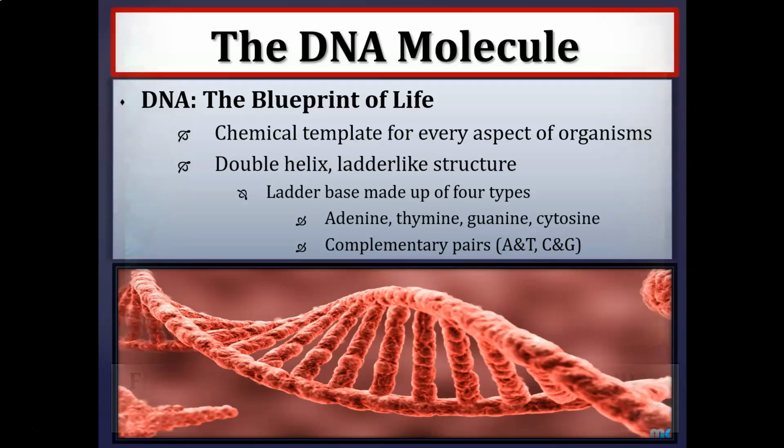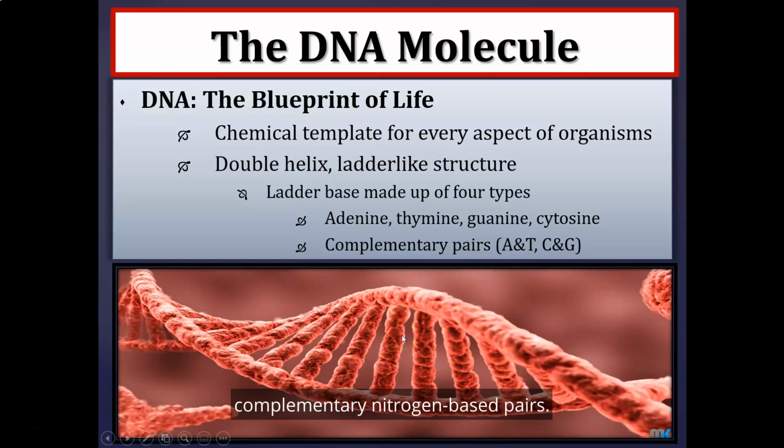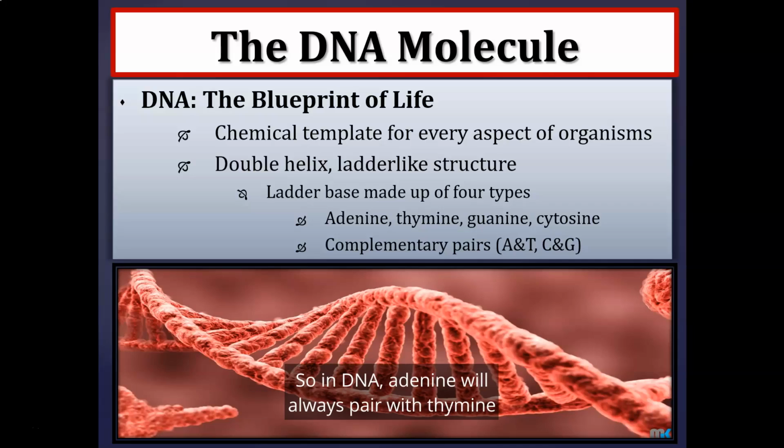All right. Let's talk a little bit about DNA. So the DNA molecule is essentially our template or our blueprint for all of our physical structures. It is structured as a double helix, ladder-like structure. So the rungs of the ladder here are made up of alternating complementary nitrogen base pairs. So in DNA, adenine will always pair with thymine, and cytosine will always pair with guanine.